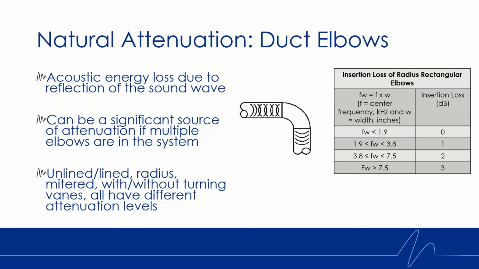Next, we have elbows. What happens here is there's a little bit of reflection of the sound wave off of the back of the elbow. That reflection can naturally attenuate some noise. If we have quite a few elbows on a system, it can give some pretty significant natural attenuation. And depending on the type of elbows they are, whether it's radiused or mitered or turning vanes, lined or unlined, each one will be a little bit different.